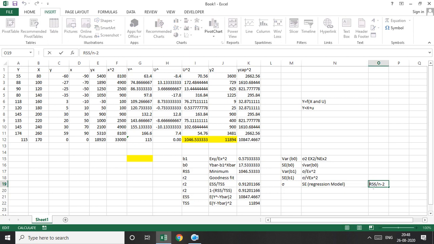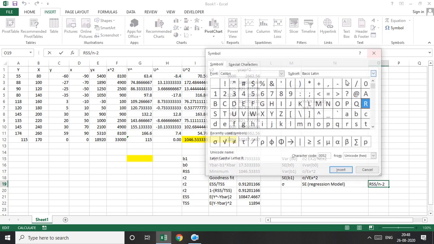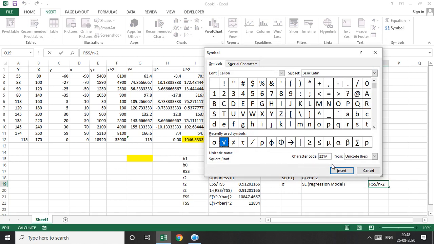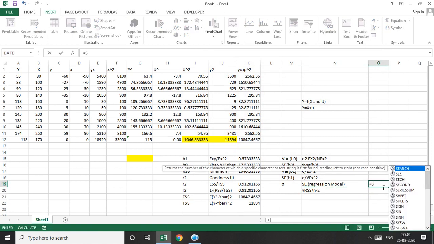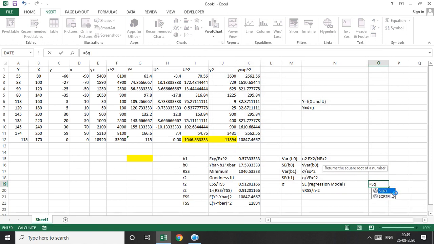Okay, yes, it should be the square root of RSS divided by n minus 2. So we can find out this value. First we have to find out this value. How can we find it? Square root, SQRT of RSS, this is the RSS, divided by 8, gives 11.43. What is the standard error? 11.43.